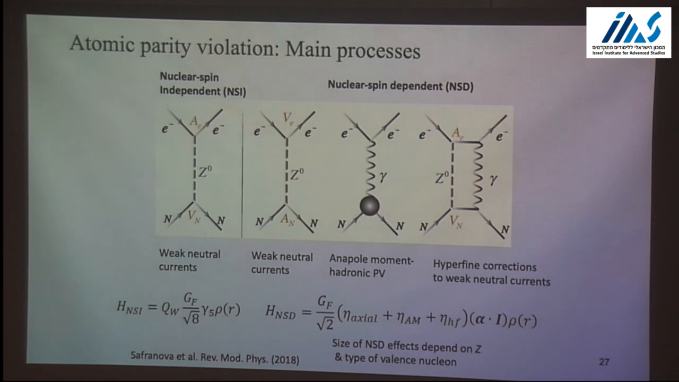So, atomic parity violation in diagram form, if you want. What we've been talking about so far, I already mentioned this, is the Z0 exchange between the electron and the nucleus.